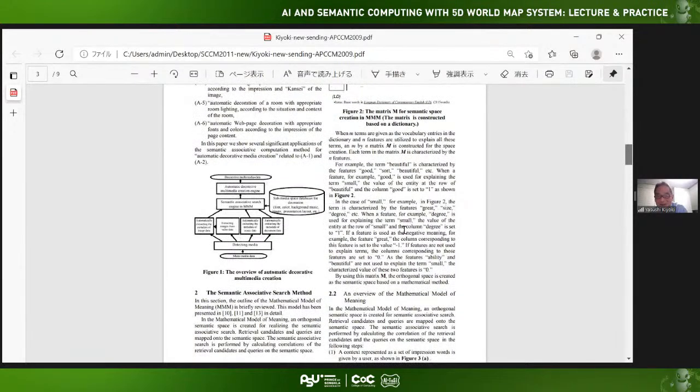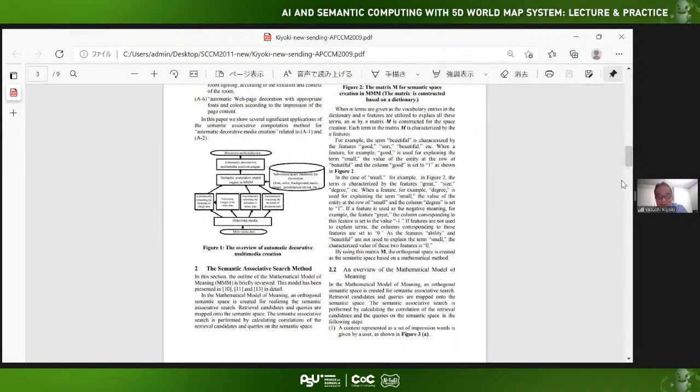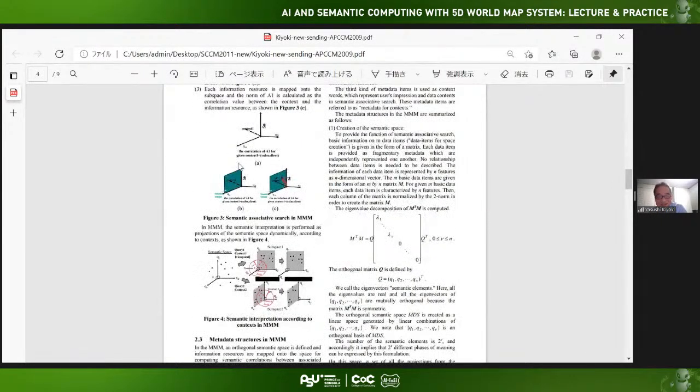The semantic associative search method, MMM, is introduced. And the next important point is how to select the dimensions. The interpretation of green is totally dependent on the context and totally dependent on the cultures. Maybe Thai green and Japanese green might be different in impression. This is how to support different interpretations.